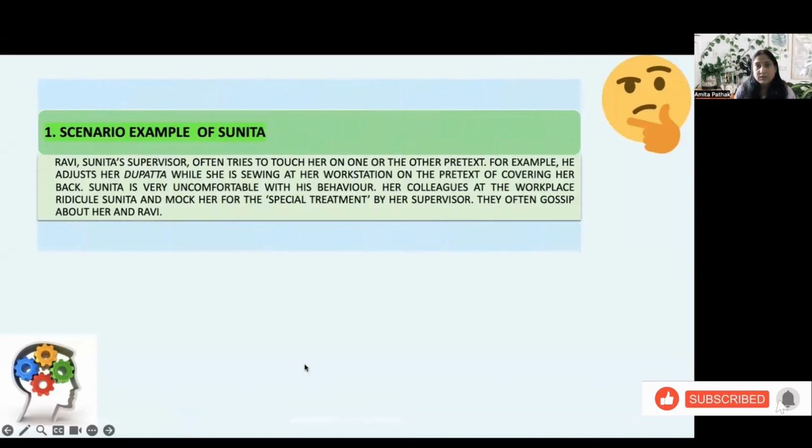Scenario example of Sunita. Ravi, Sunita's supervisor, often tries to touch her on one pretext or another. For example, he adjusts her dupatta while she is sitting at her workstation on the pretext of covering her back. Sunita is very uncomfortable with his behavior. Her colleagues at the workplace ridicule Sunita and mock her for the special treatment by her supervisor. So they often gossip about her and Ravi. So dear friends, in this scenario, what type of harassment is this?